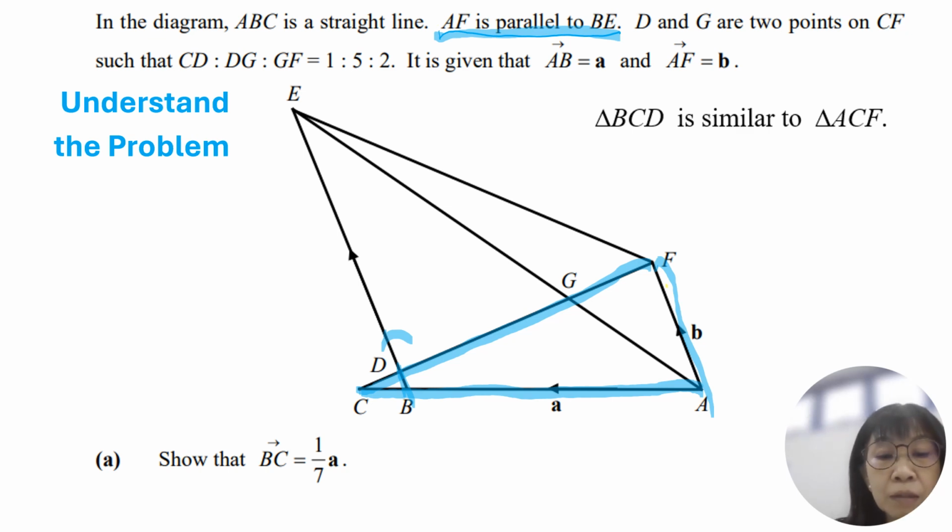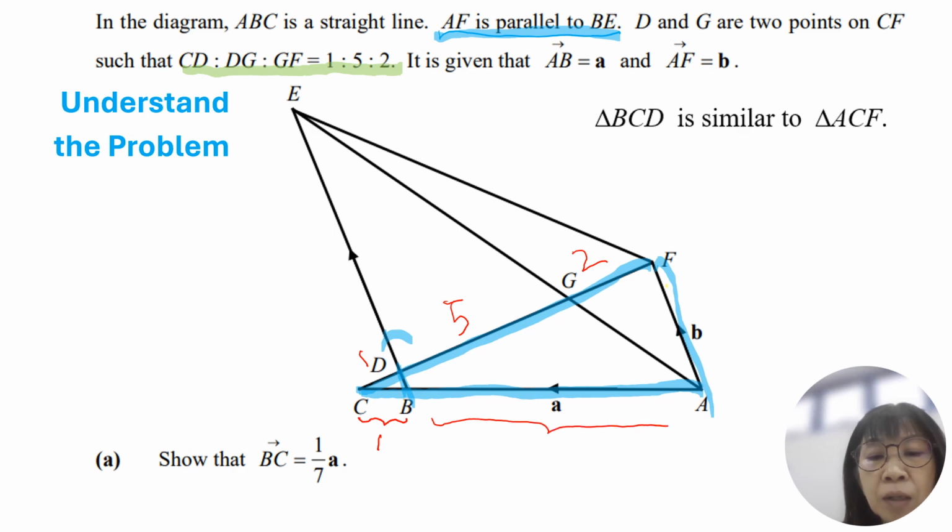Now, the other information that you will see is this particular information. It says that CD is to DG is to GF is 1 is to 5 is to 2. So I'm going to put all this information down. That means this is 1, this is 5 units, and this is 2 units. If we apply similar triangles, then the corresponding sides should have the equal ratio. So I will know that this BC is 1 unit, and then my BA is actually 7 units.